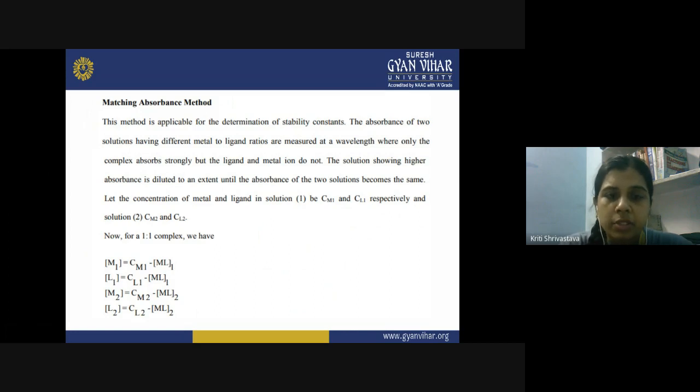Absorbance of two solutions having different metal to ligand ratio is measured at a wavelength where only the complex absorbs. So in all these spectrophotometric methods, wherever we are using spectrophotometry, we need to be careful about the selection of the wavelength, and it has to be the lambda max value only. Otherwise, the absorbance value that we are getting from the experiment would not be correct.